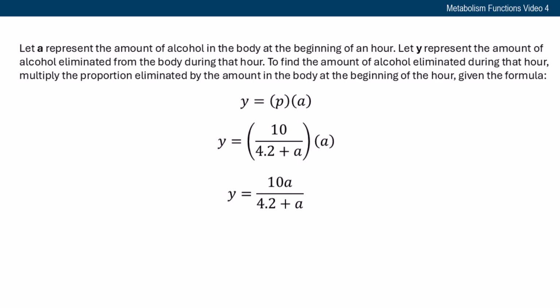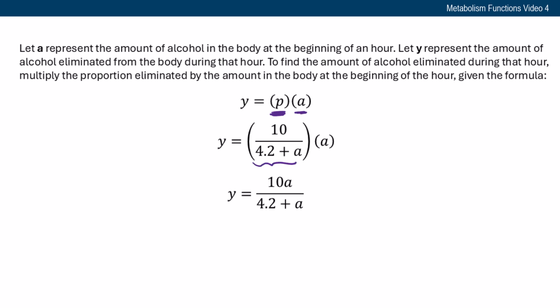Everyone. So in the previous video, we looked at the proportion of alcohol eliminated. And in this new video, we're going to actually look at the amount of alcohol eliminated. So when we are thinking about the amount of alcohol eliminated, we're actually taking the proportion, so that's what this P stands for, the proportion of alcohol multiplied by the amount of alcohol we have in the system.